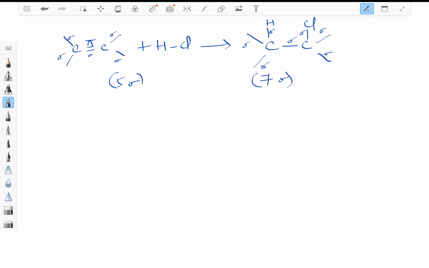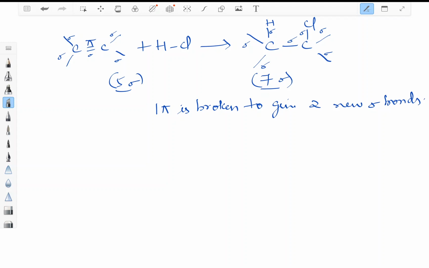So that means one pi bond is broken and is replaced by how many new sigma bonds? So one pi bond is broken to give how many extra here? 5 is here, 7, to give 2 new sigma bonds, which I have shown here.